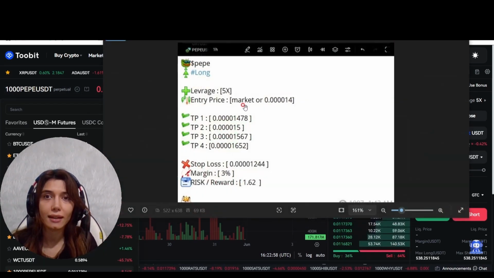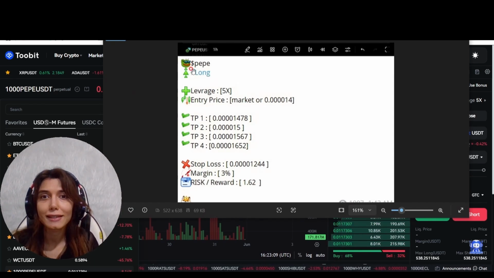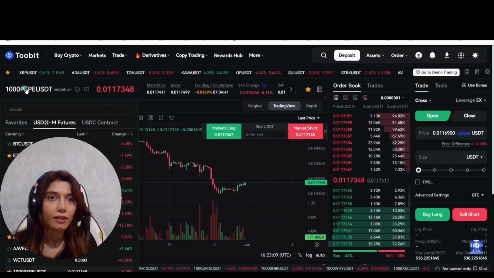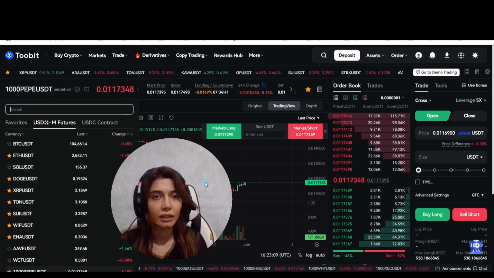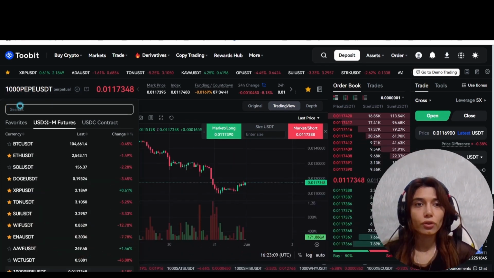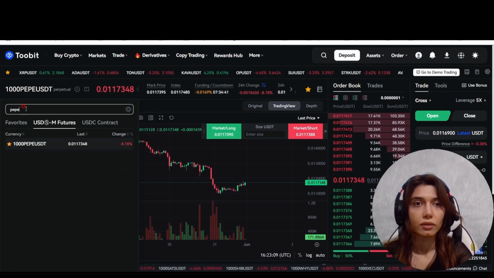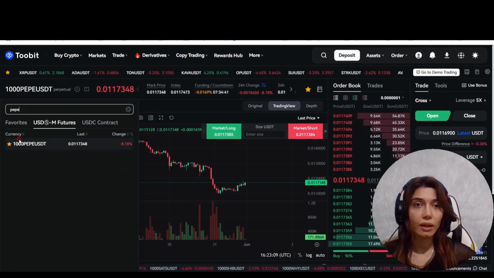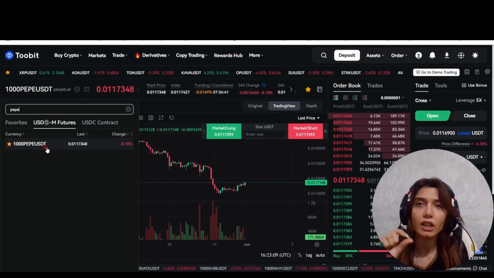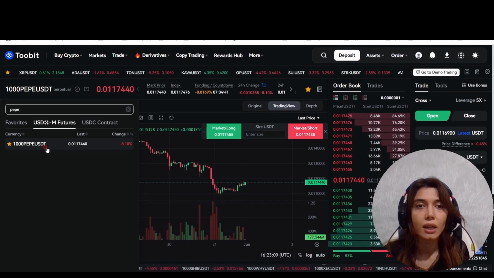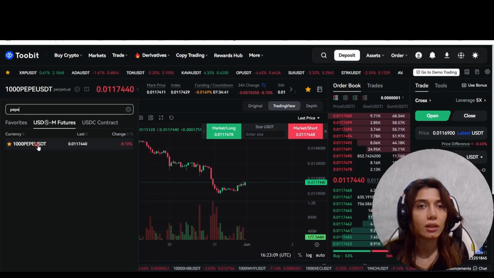So this is the format that I'm going to share in the channel when I give the signals. First, I give you the currency's name. It's Pepe the Frog right now, which was the last signal that I gave. So in this part, you have to search the name of the coin so you can see it. 1000 Pepe is almost just Pepe, but each unit makes 1000 because they wanted to remove the decimal points. So that is why we use this one.